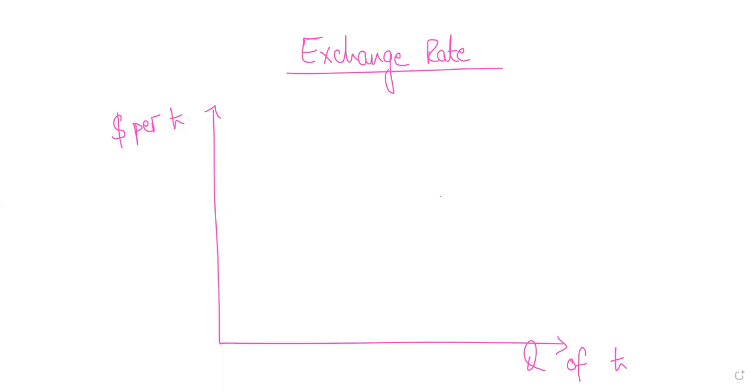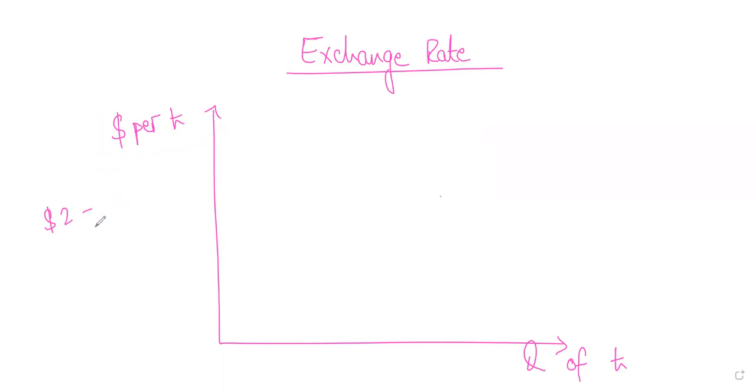Okay, now let's look at this one more time. Students, have a look at this. Exchange rate is basically the value of one currency in terms of another. So what we have on the y-axis is dollar per pound. Dollar per pound means how many dollars will you get against each pound? That is what the variable on the y-axis is showing you.